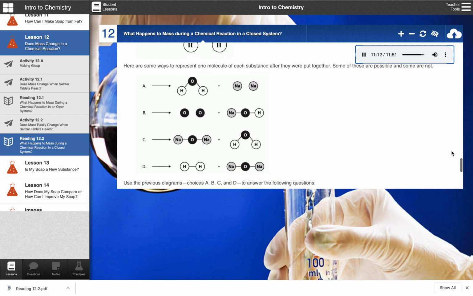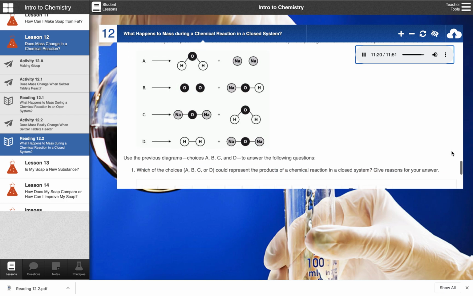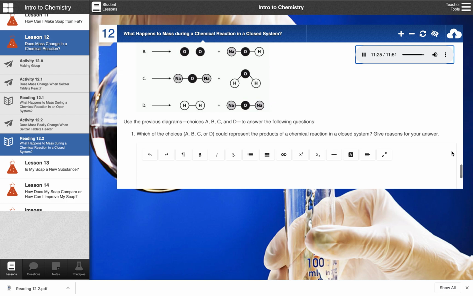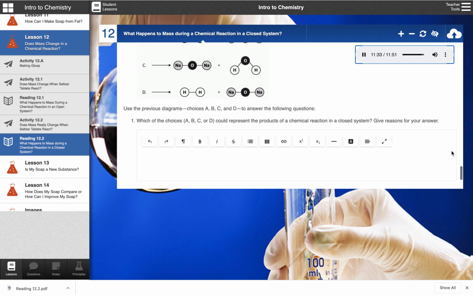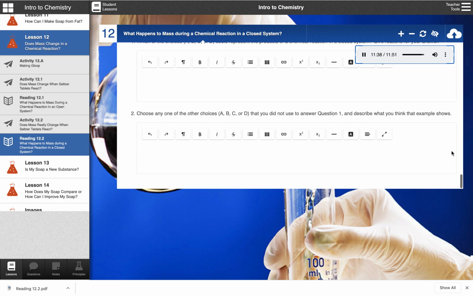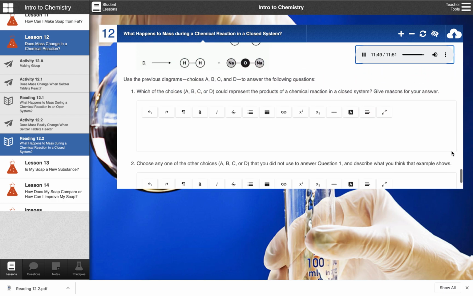Use the diagram above, choices A, B, C, and D, to answer the following questions. Which of the choices, A, B, C, or D, could represent the products of a chemical reaction in a closed system? Give reasons for your answer. Choose any one of the other choices, A, B, C, or D, that you did not choose as the answer to question 1, and describe what you think that example shows.